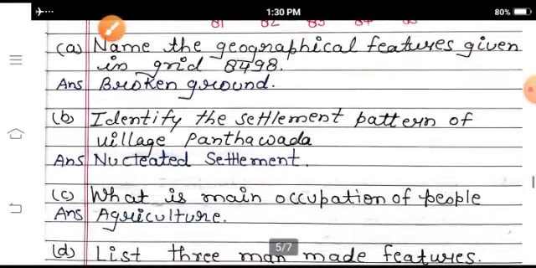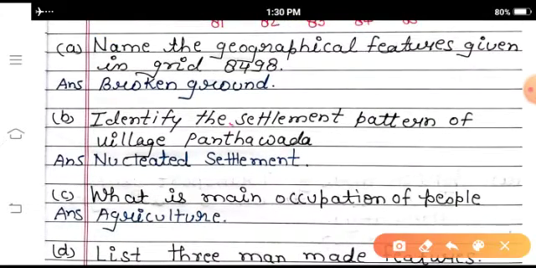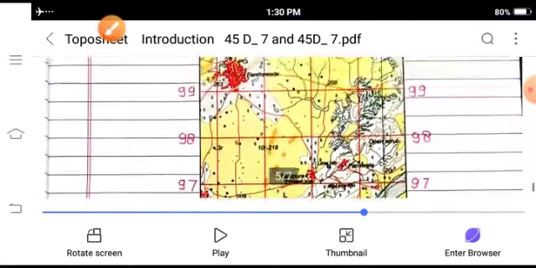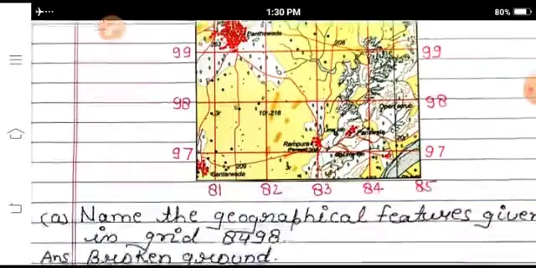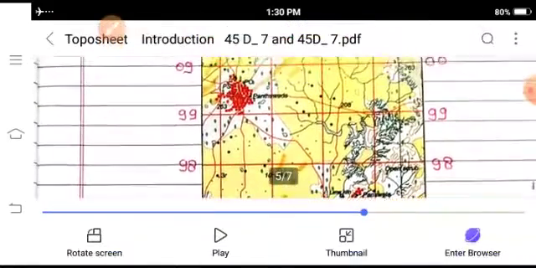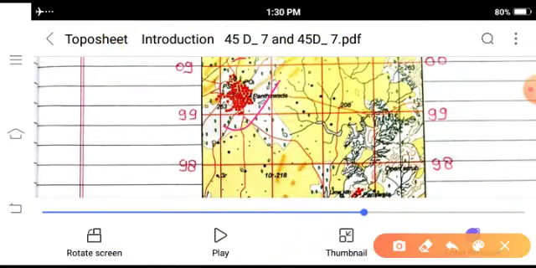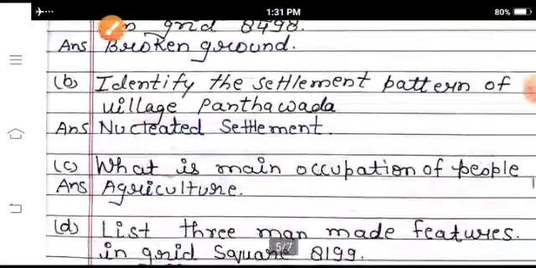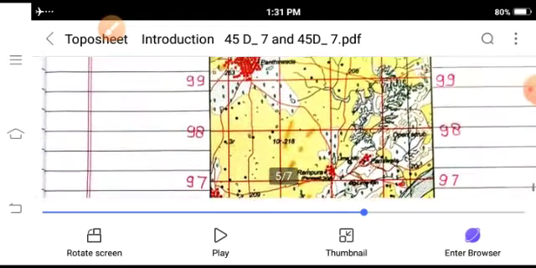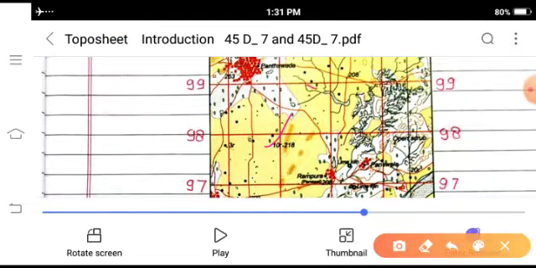Next, identify the settlement pattern of the village Pantwada. Which type of settlement is in Pantwada? You have to find Pantwada on the screen. Pantwada lies there, and it is showing a nucleated settlement because the houses are close to each other. Now, what is the main occupation of people? You can see a number of yellow colors there. This means people are engaged in agriculture.